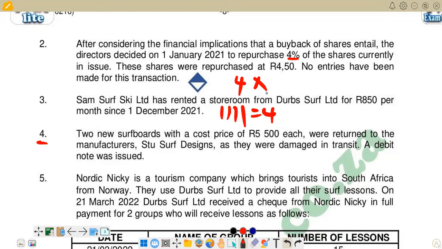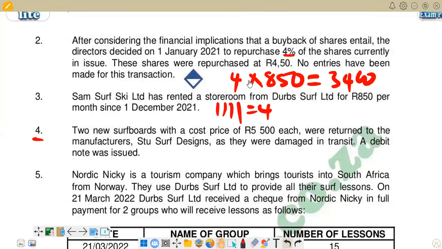8 times 850. And when we calculate that one, let's try to calculate that one. 4 times 850. You get 3,400. So this is the rent that was supposed to be received in those months from December to March. And then we check the actual amount that was received.